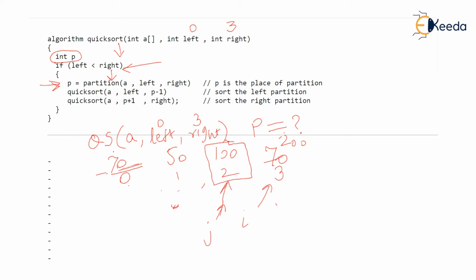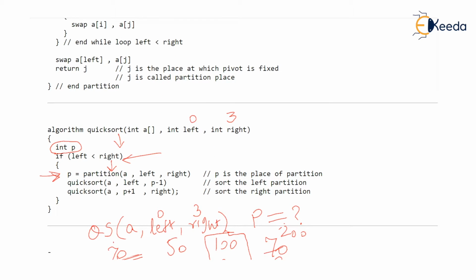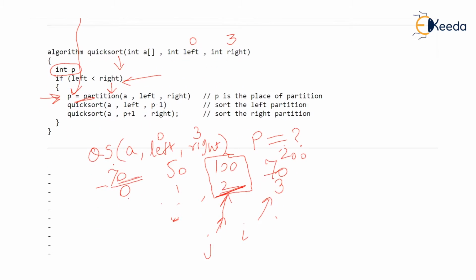And this position 2 will be returned by the partition function. Recall that at the end, the partition function always returns j. That j will be returned in the variable p. p is the place of partition. Hence, when the partition function ends, p computed over here is 2. Value of p is 2. That means the second place is the position where the pivot was fixed.